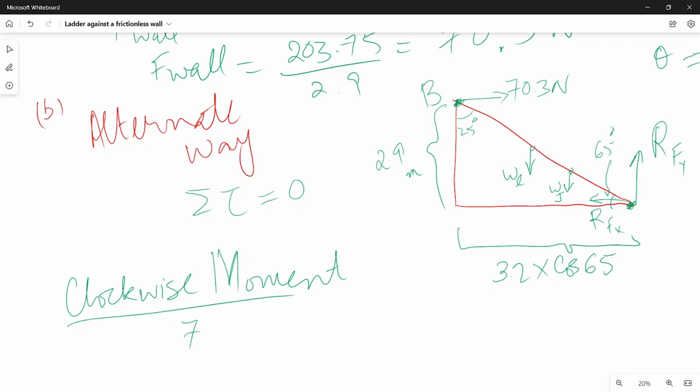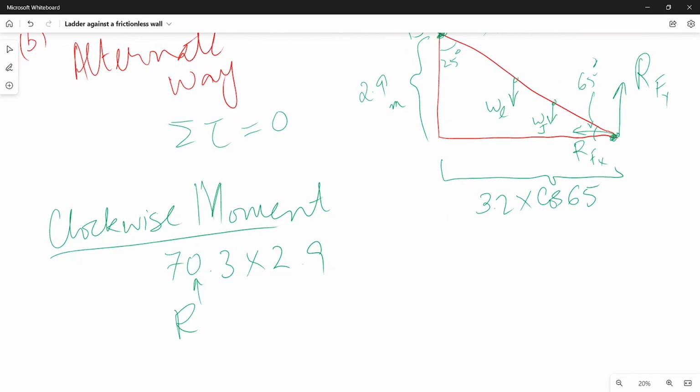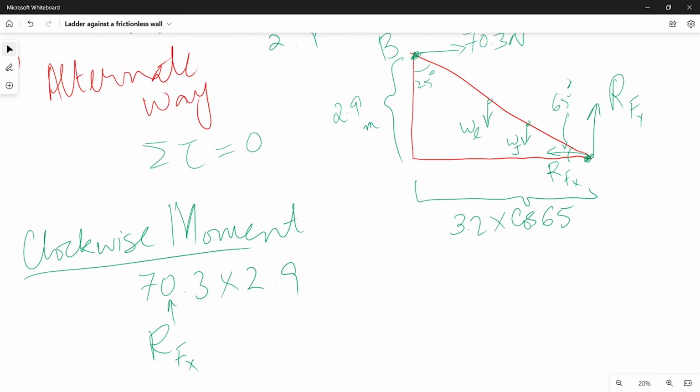So this would be 70.3 times 2.9. So I'm saying actually this force, which is RFX, I would just say this is actually our R, reaction of floor in X direction, and 2.9 is the horizontal distance, because we know the angle should be 90 degrees. Then we see the one from the James. This is also doing a clockwise moment, and also the ladder. So I would just write 50 times 9.8 times.